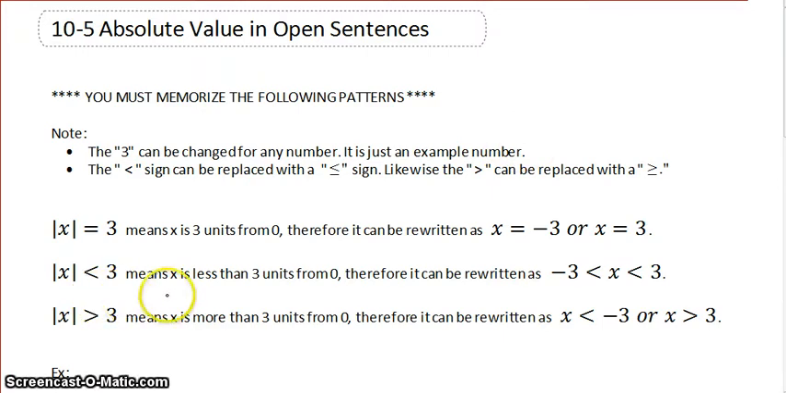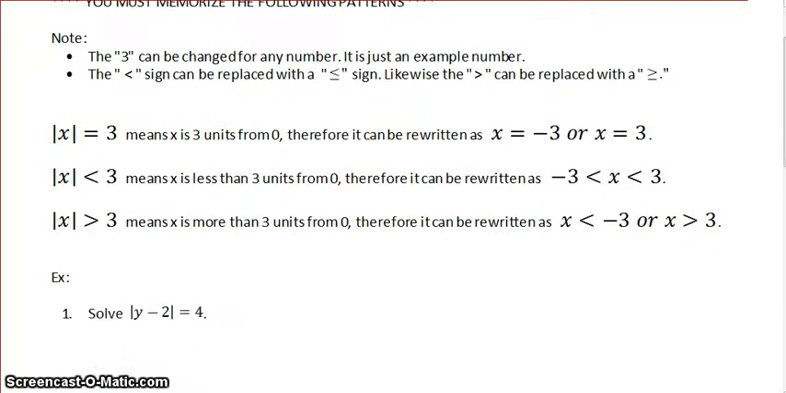Now, the less than sign we have right here can be replaced with a less than or equal to. It will work the same way. Likewise, the greater than can be replaced with a greater than or equal to sign. Again, it's the same pattern. So what you need to memorize is the stuff that's really bold, and you need to memorize what goes with what.